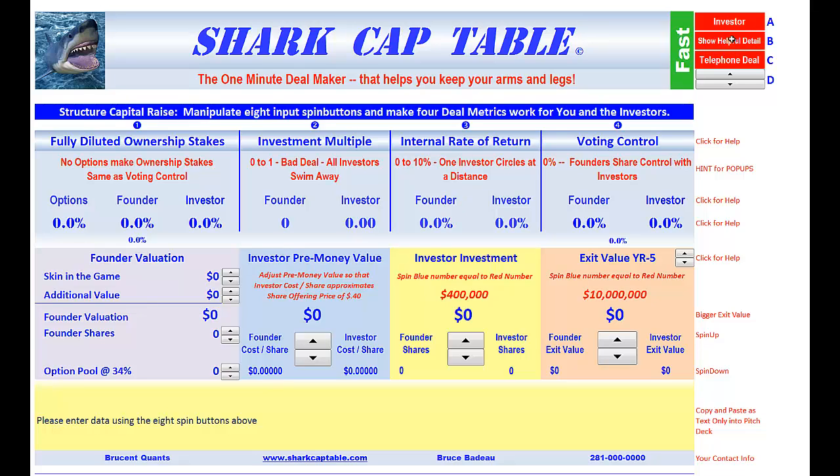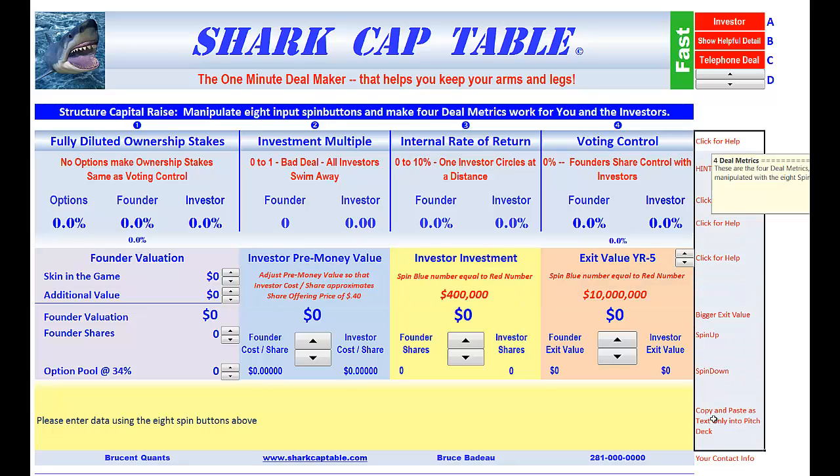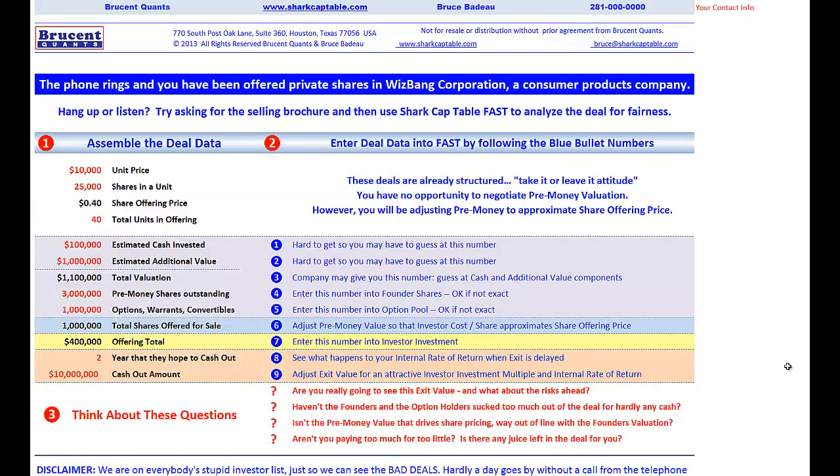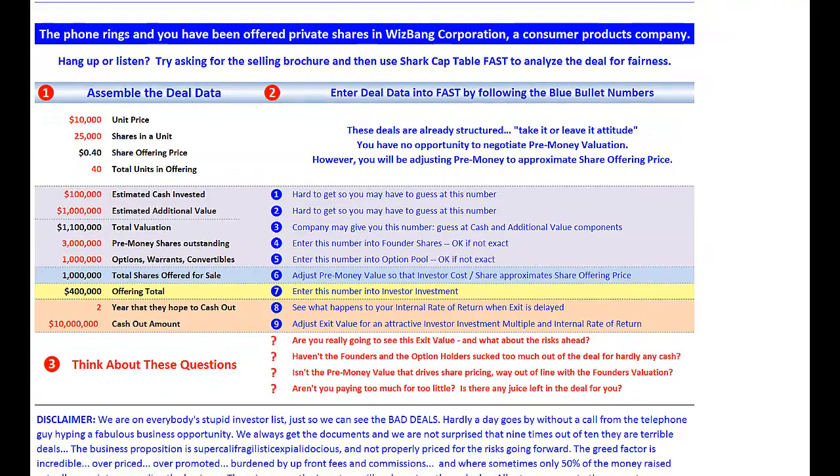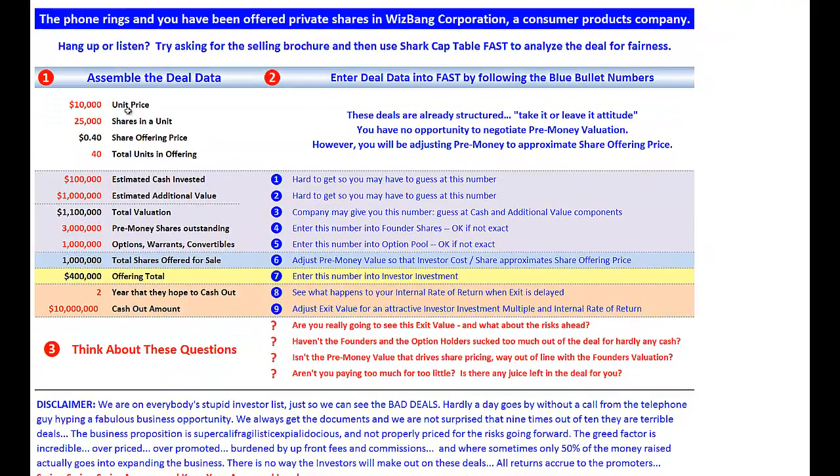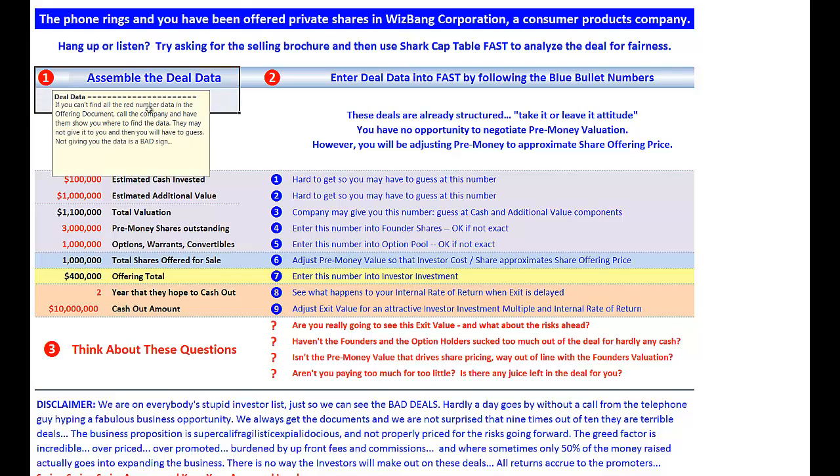To do that, we have to go up here to these red controls, and we want to show the helpful detail, and we want to go in here and do a telephonic deal. Now, the red words and numbers are placed in here from data that we already have. So without further ado, let's go down and look at the data part. You have to assemble the deal data.